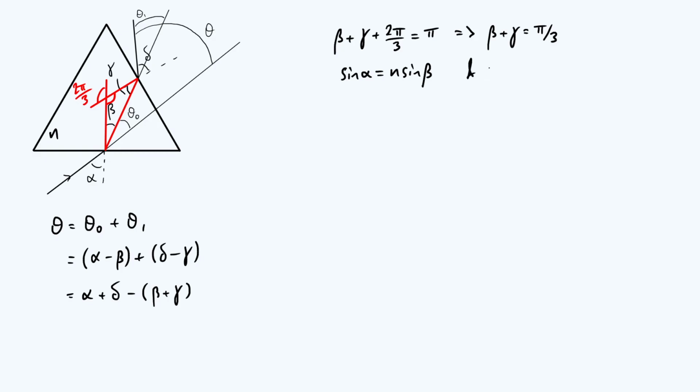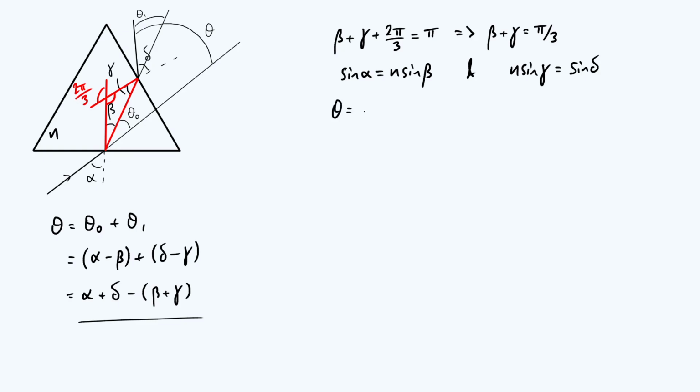And we can also write down that n times sine of gamma is equal to sine of delta, or 1 times sine of delta, because the refractive index of the air is essentially 1. Okay, so I've just applied Snell's law twice. Now, we can go back to our expression for theta, the overall deflection, and think about how we can rewrite alpha and delta. And what I'm going to do is as follows.